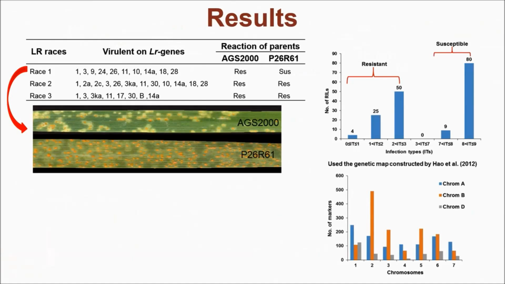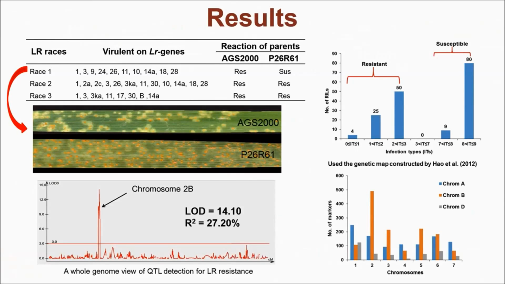For the mapping purpose, I used a genetic map constructed by Howe et al. The map includes about 2,800 markers. The markers were SSR, SNP, and DArT markers. It is a kind of integrated map, and it covered the whole genome of wheat. From the QTL mapping work, I identified a major QTL on chromosome 2B. This is a highly significant QTL with a LOD value of almost 14, and the R-square value is almost 28%.